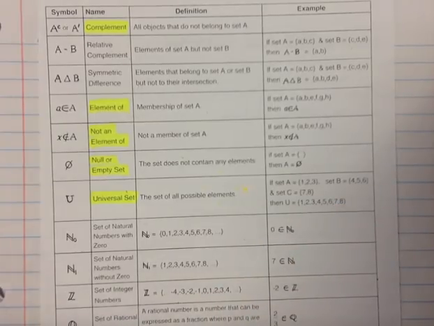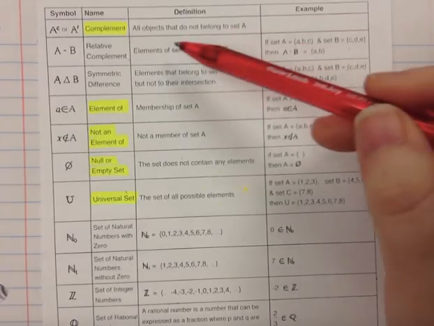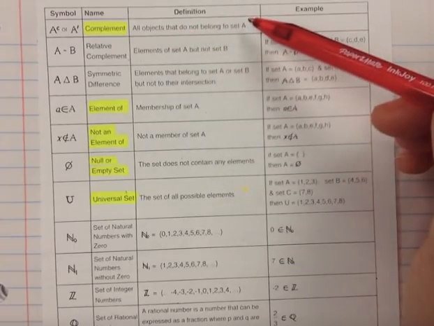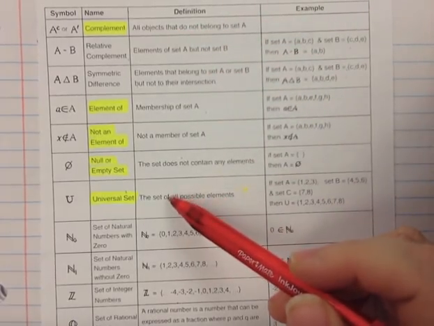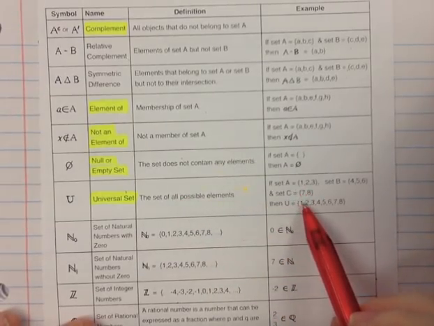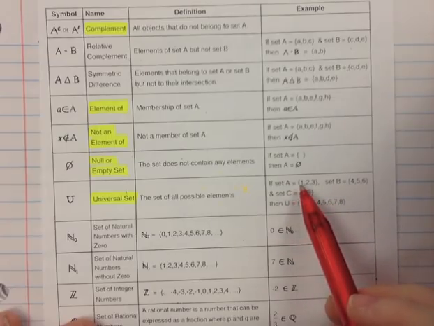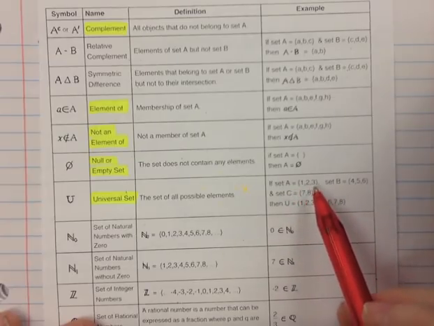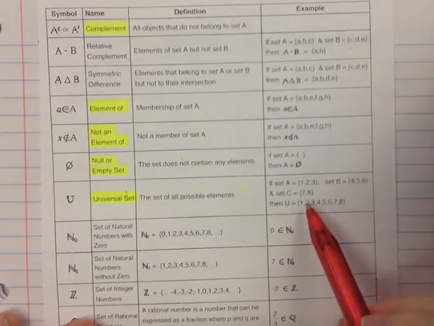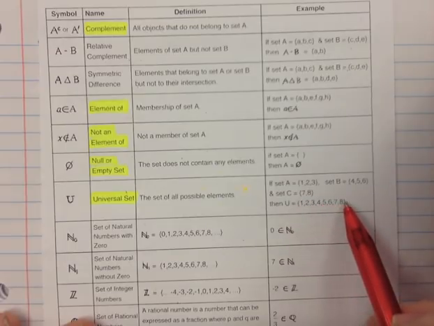Now, I want to go back to complement for a second and explain that when we're saying all objects that do not belong to set A, this goes from the universal set. So if my universal set is 1, 2, 3, 4, 5, 6, 7, 8, and I want a complement, I want all the numbers that are not 1, 2, 3. So I would say these are gone, so my A complement would be 4, 5, 6, 7, 8.